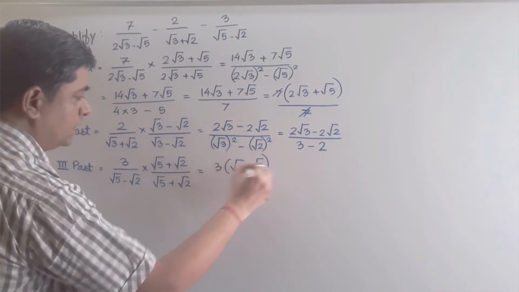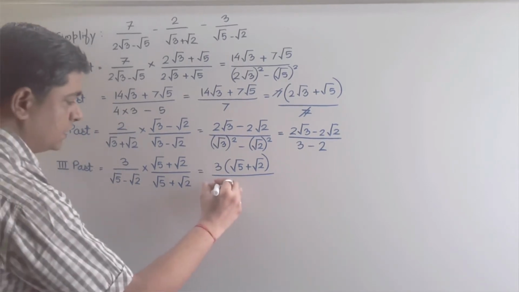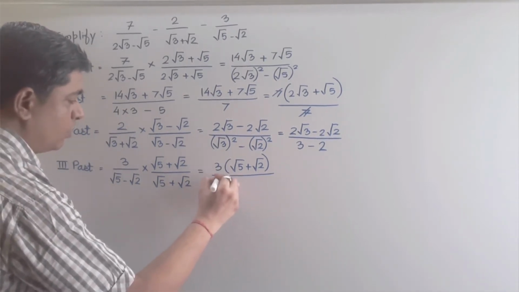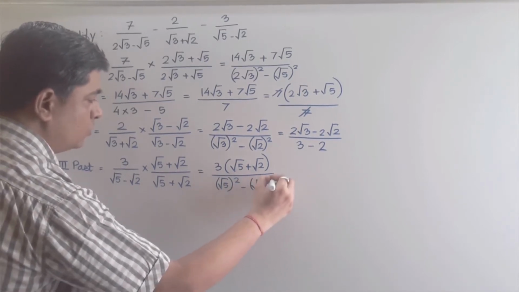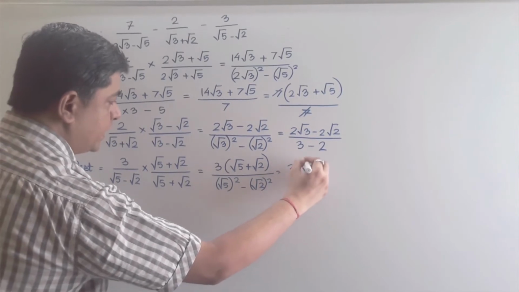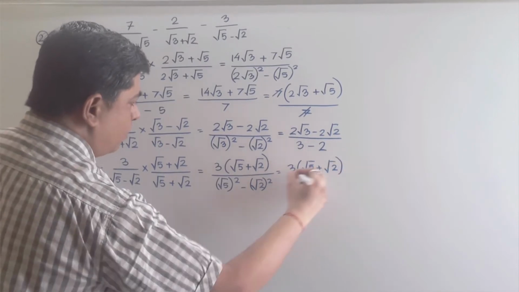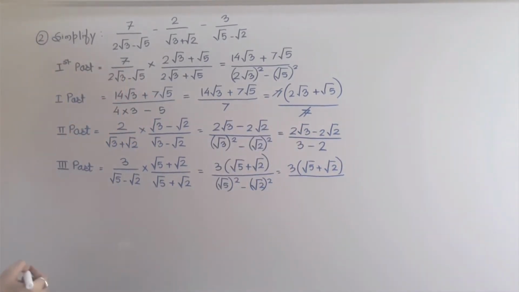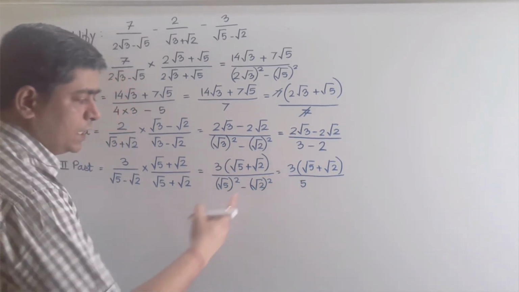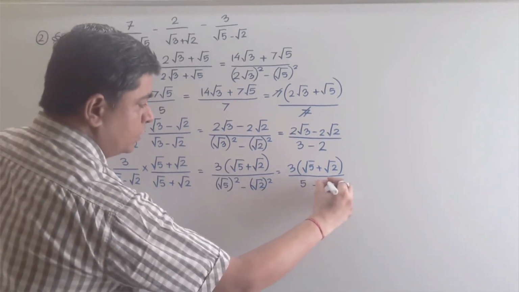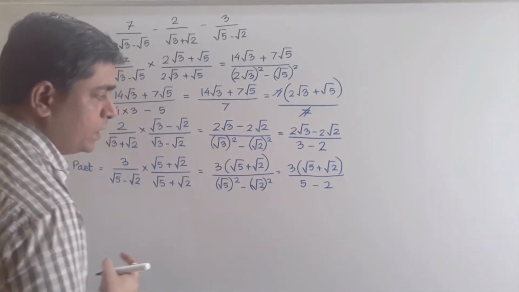will be in the bracket, upon square of first term minus square of second term. That will be under root of 5 whole power 2 minus under root of 2 whole power 2. So this will be 3 into the bracket under root of 5 plus under root of 2 upon, see, what will be the square of root of 5? Square of root of 5 will be 5, and square of root of 2 will be equal to 2. Square and square root are cancelled. 5 minus 2 will be equal to 3.